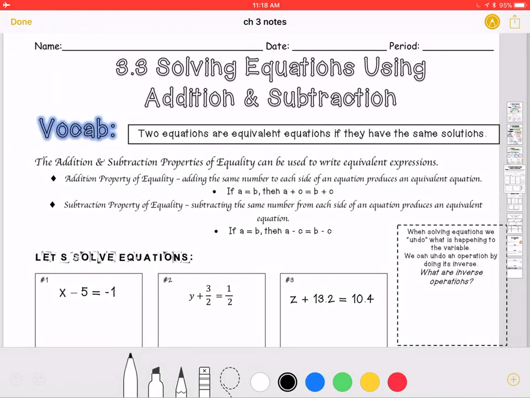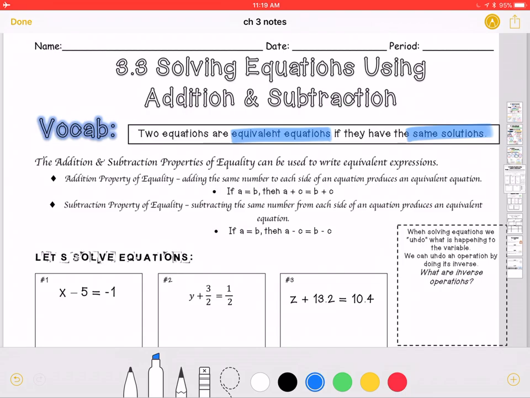Lesson 3, we're getting into equations. How do we solve equations using addition and subtraction? So first of all, two equations are equivalent equations if they have the same solutions. So equivalent equations means they have the same solutions.